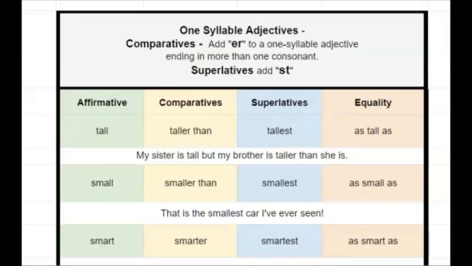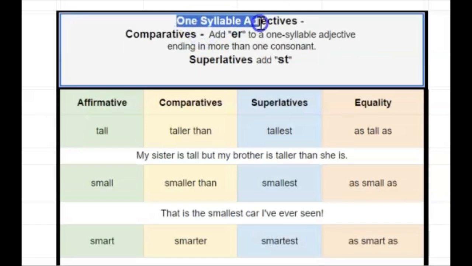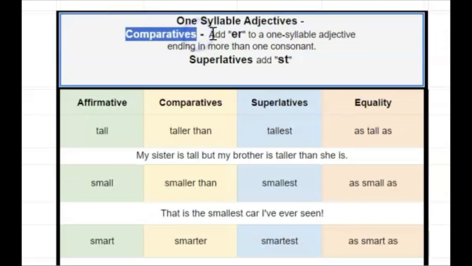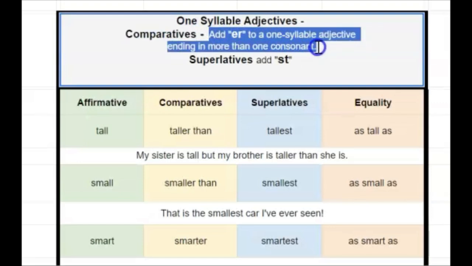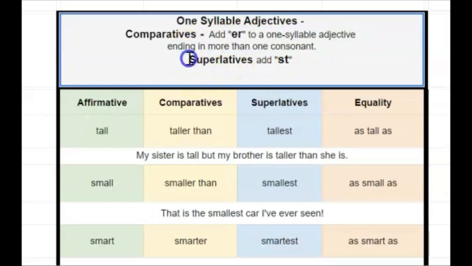So now let's take a look at some general rules for spelling and usage of comparatives and superlatives. One rule at a time. The first rule we're going to look at is one-syllable adjectives. For a comparative, we will add er to the one-syllable adjective ending in more than one consonant. And superlatives will just add the letters est.